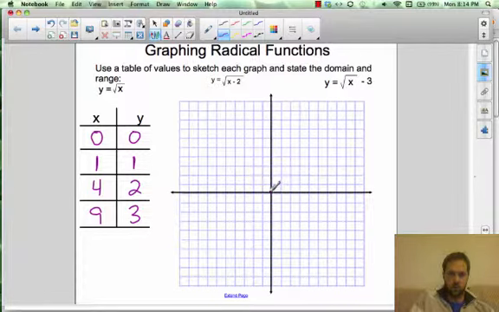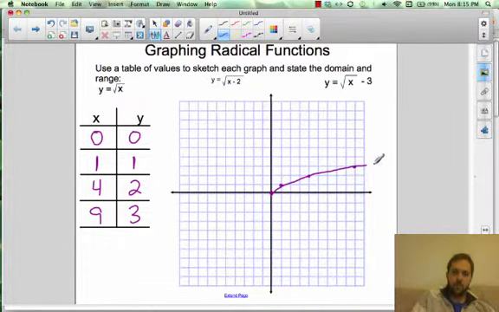Okay, so let's start with this value, 0 and 0. That's a point there. We also have the point 1 and 1. Then our next point is x is 4, and y is 2. And then finally x is 9, and y is 3. Connect those points with a smooth curve. And this is the graph of root x.